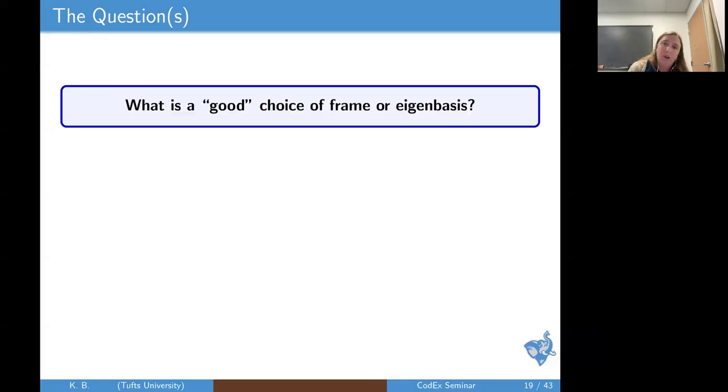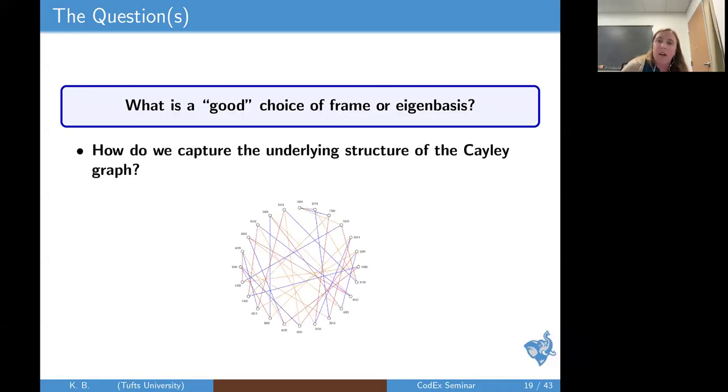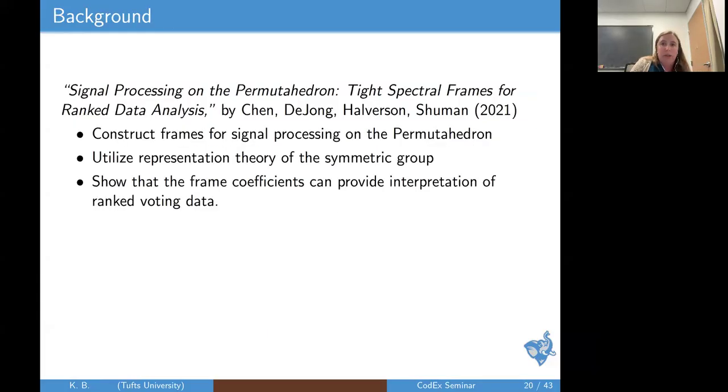What features of our frame or eigenbasis might capture the underlying structure of that Cayley graph we were looking at? So we have some group structure underlying it. We have this generating set creating all of our edges. So we maybe want something that captures all of that underlying structure of the Cayley graph. And so this leads us to a little bit of background information that will give us one way to approach constructing these frames and bases.